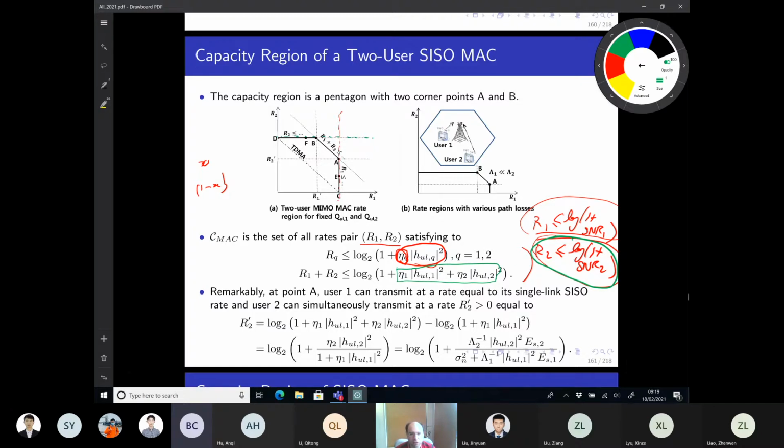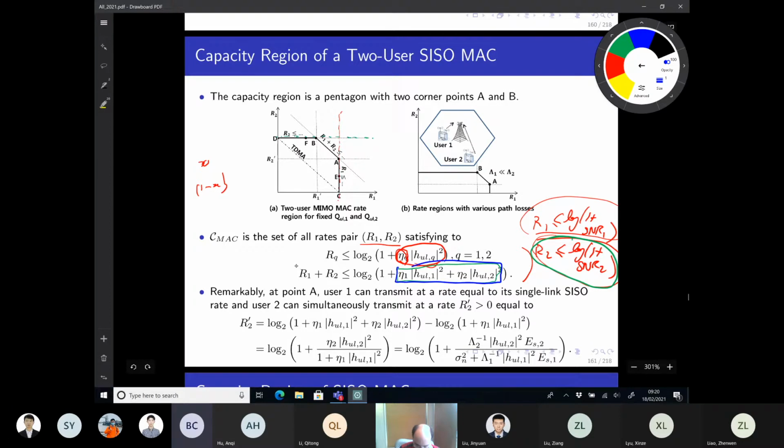So you can view this as a transmission of information where the SNR is actually the sum of the two SNRs of the two users, right? And what this says is that if you have an SNR that is as strong as the sum of those two SNRs, you cannot transmit information at a rate that is larger than log 2 of 1 plus this SNR. That's what it says.